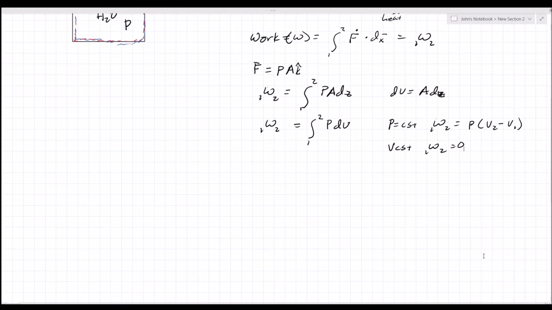Now what if P is not constant? Well, I need a function. You need some sort of function for P. It could be a polytropic process, it might not be. It's up to your system, whatever can happen.